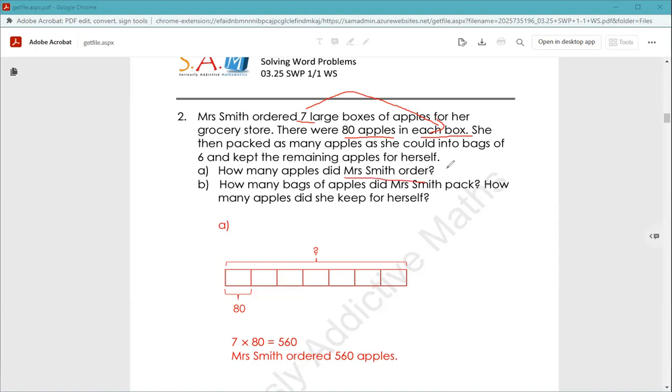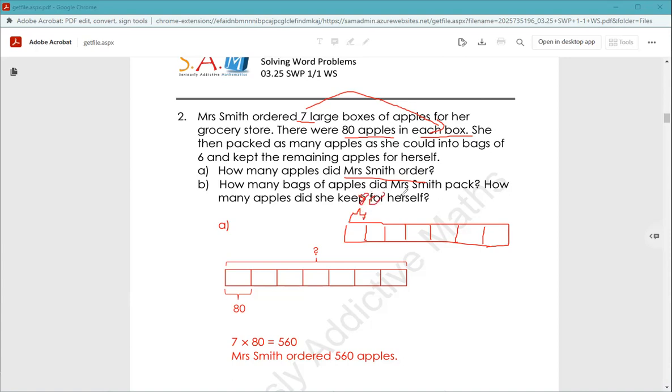Okay, so let's draw the model now, step by step. So 7 large boxes of apples, that will be 7 units. So please draw it together with them. I know the answer key is here, but in class, you don't show them the already drawn answer key, of course. You draw it separately. Get them to practice drawing 7 units. So 7 large boxes, and next sentence, there were 80 apples in each box. So each box is 80.